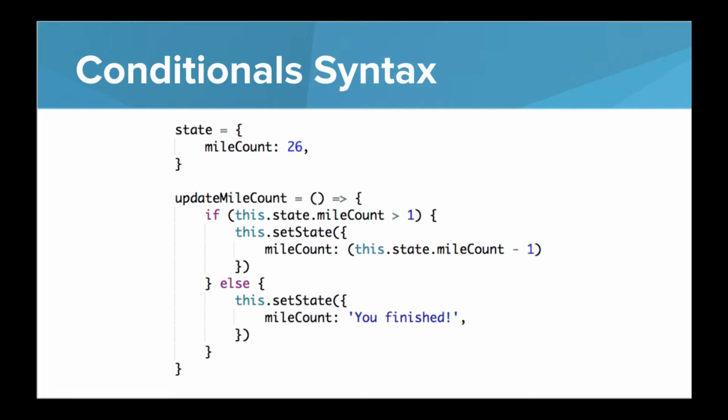In this snippet, a conditional block has been added that reads, if the state mile count is greater than 1, then decrease the value of the state by 1. Otherwise, or the else part of the condition, you should update the mile count state to render "you finished." This will ensure that no matter how many more times you attempt to decrease the mile count, once it gets to 0, it will render "you finished" rather than negative numbers.